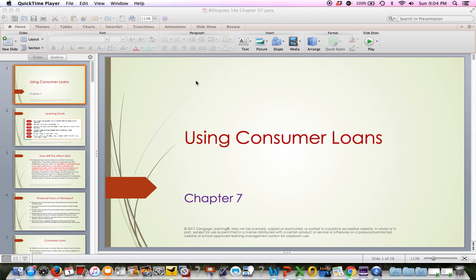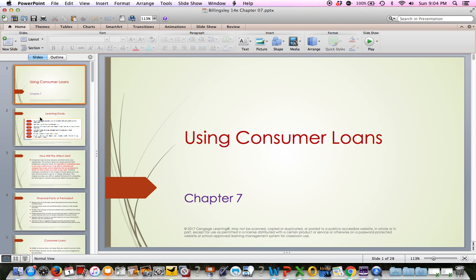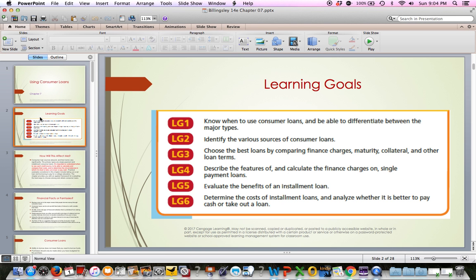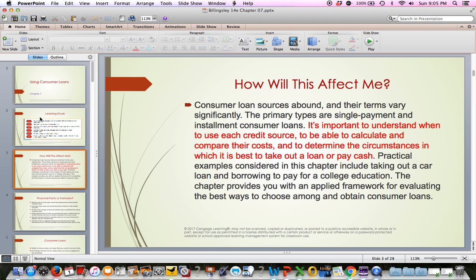Well, welcome to Chapter 7. Chapter 7 is about consumer loans. We'll talk about what that means here. So you can see what the learning goals are right here. We'll go through all of these. You can see the part about how will this affect you.